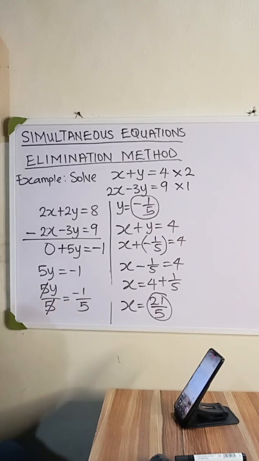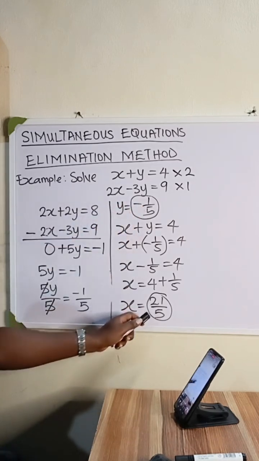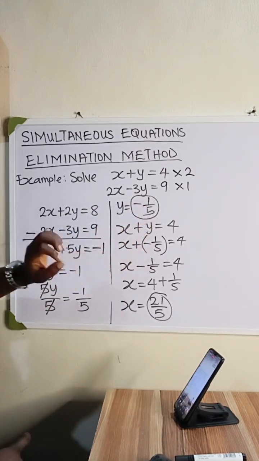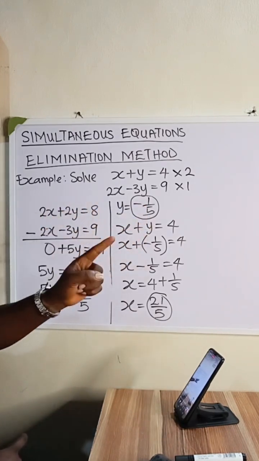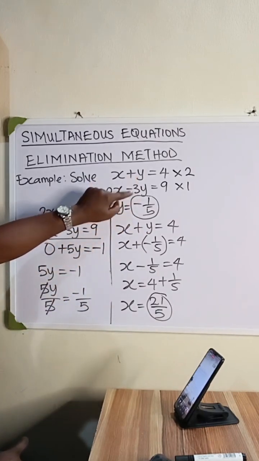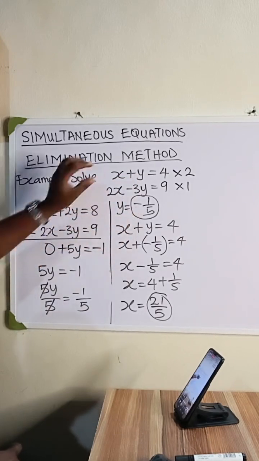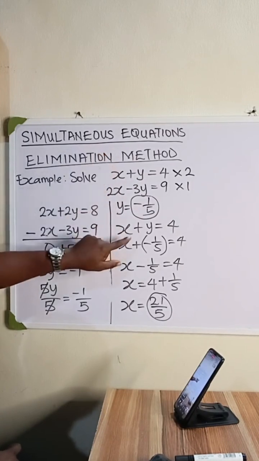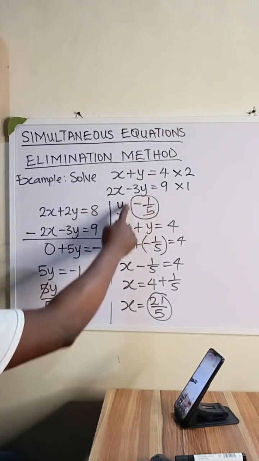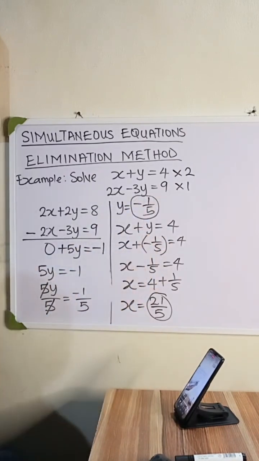Yeah, that was the answer we got. I remember we got y as minus 1 over 5, and then we got x as 21 over 5. So back to what I was saying, y is equal to minus 1 over 5. We've gotten the value of y. For us to get the value of x, we need to replace y in any of these two equations by minus 1 over 5. So we chose to work with the first equation. So we have x plus y is equal to 4. But y is the same thing as minus 1 over 5. So we replace y with minus 1 over 5.